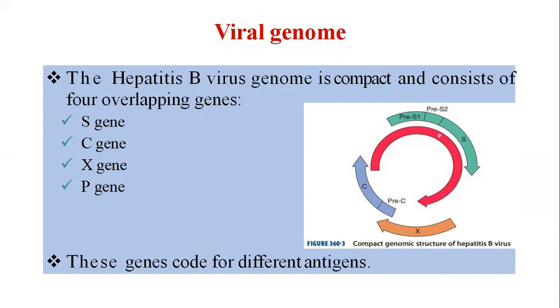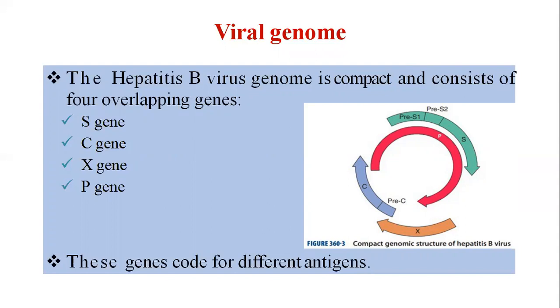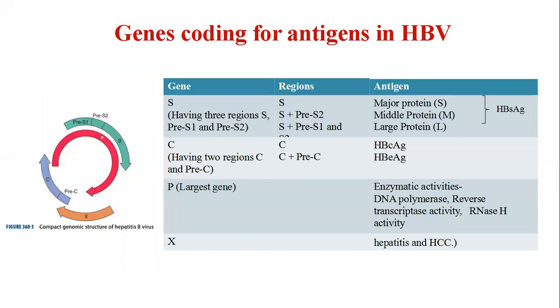All the genes are residing within 3.2 kilobase pair of DNA length, and they encode 4 different proteins that are actually functioning as antigens. So what are the 4 different proteins?